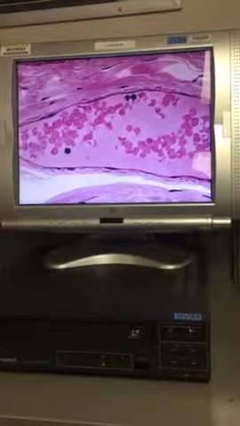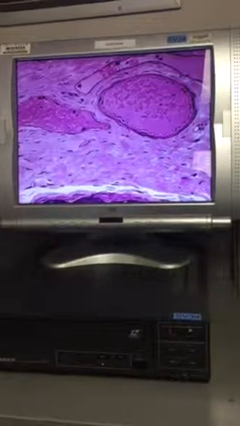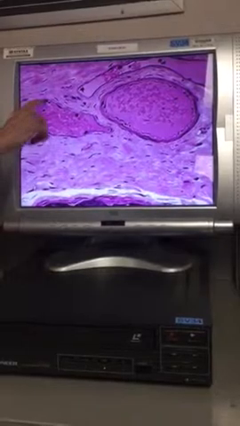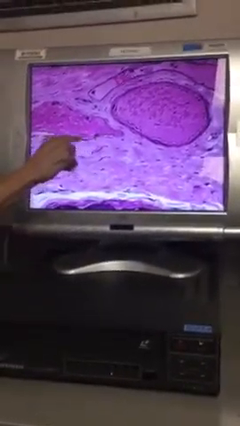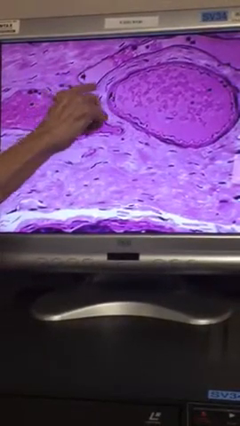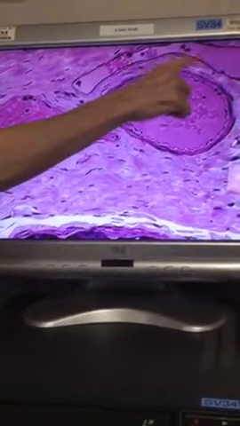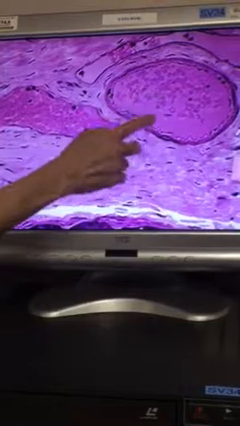Okay, so whenever you see a blood vessel, you want to just take a second to look at the blood vessel's lining. This is a blood vessel here. Again, you can see blood cells. This is simple squamous. This is also a blood vessel. So again, simple squamous. And this is also a blood vessel. This looks a little different.